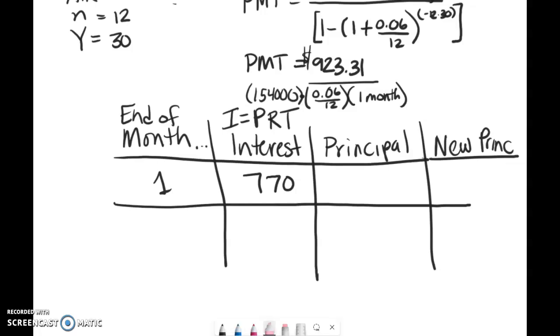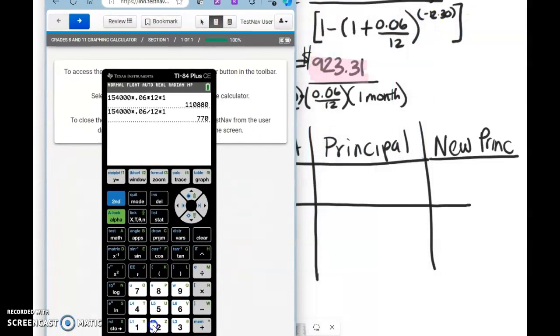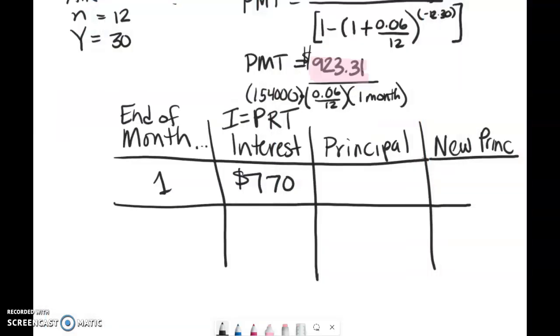So out of the payment, which is $923, $770 is going to go to interest. And that means how much goes to principal? We'll take the payment, $923 and 31 cents, and subtract off the $770. This is what's going to go towards the principal. So this will be $153.31.